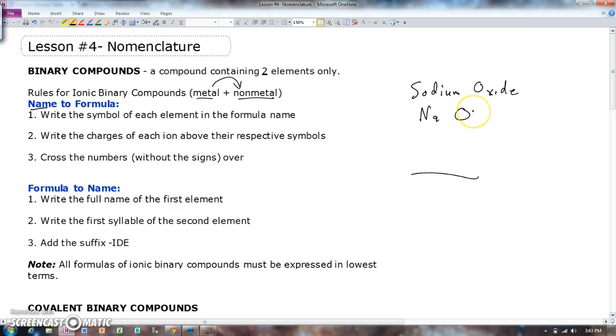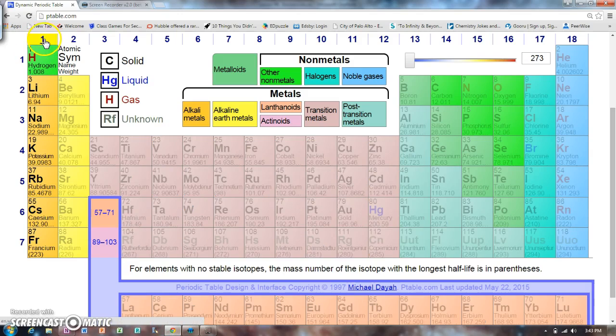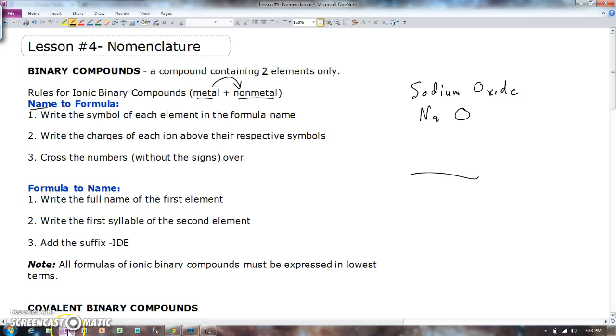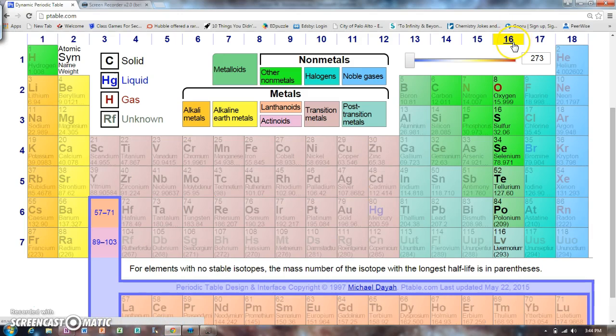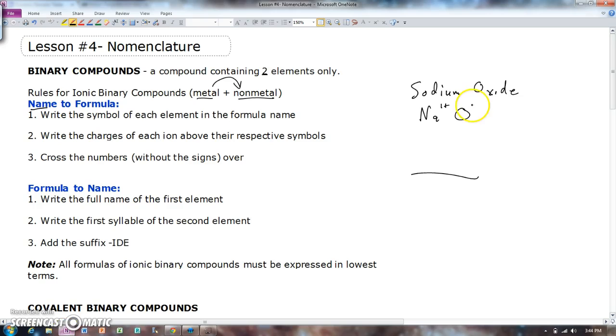Sodium and oxygen. Now I'm going to write the charges of each ion above the respective symbol. So if you remember sodium from the periodic table, it's in this first column. So we know it has 1 valence electron, so it's going to have a charge of 1 plus. Oxygen, on the other hand, is in the 6th column, so we know it's going to have a 2 minus charge. Right? And now my last step here is to cross the numbers without the signs. So this is what we call the cross rule.